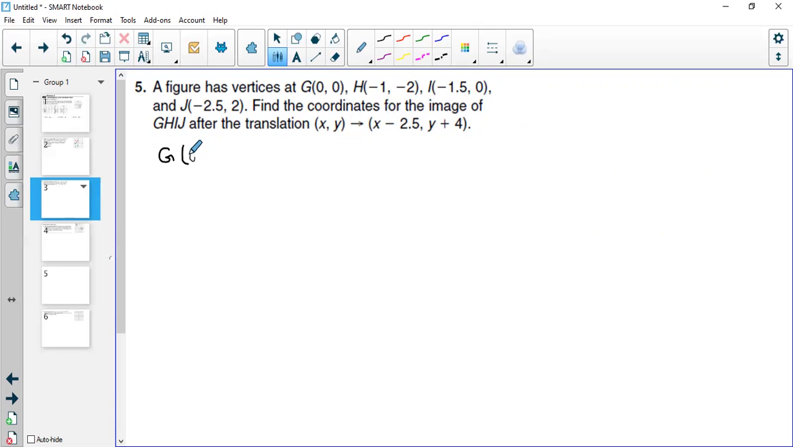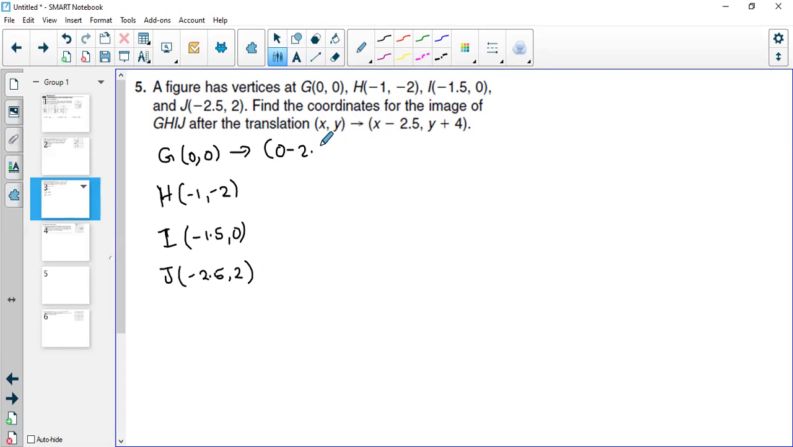G is 0, 0. H is -1 and -2. And then I have I, which is -1.5 and 0. And then I have J, which is -2.5 and 2. Okay, so the translation rule says x minus 2.5. So which means from the value of x, I need to subtract 2.5. And what do I do for the value of y? For the y coordinate, I have to add 4.